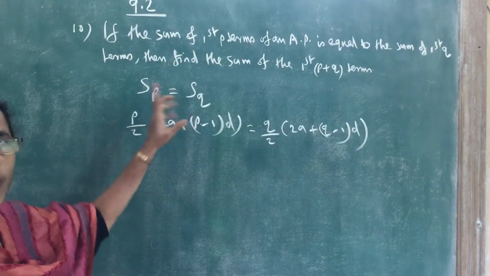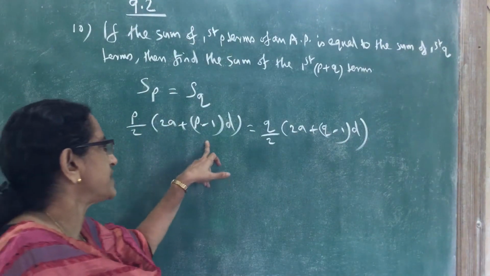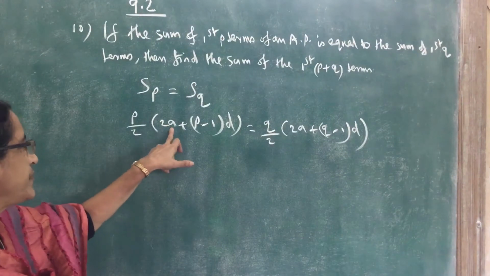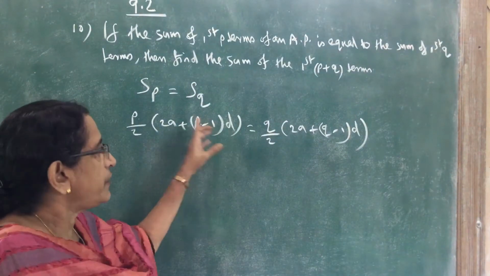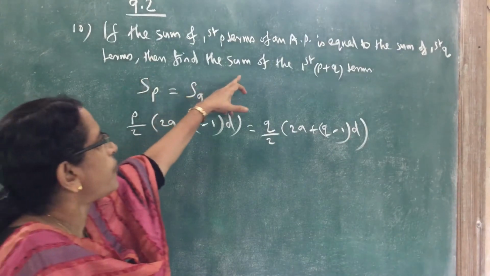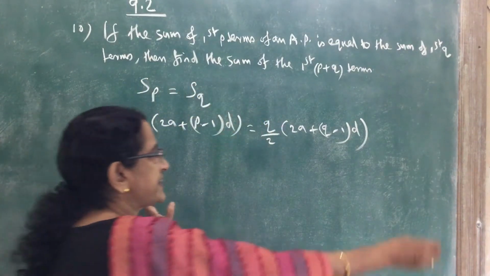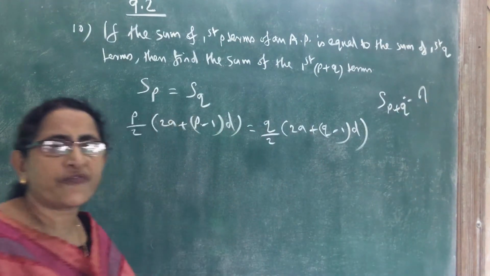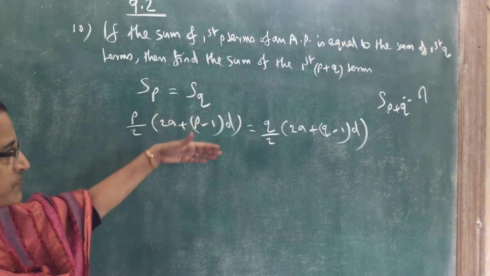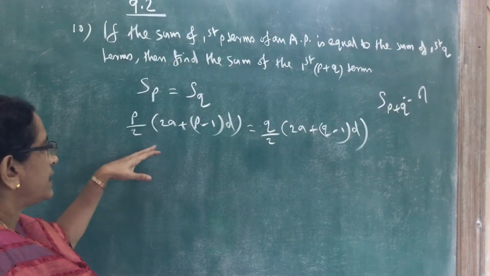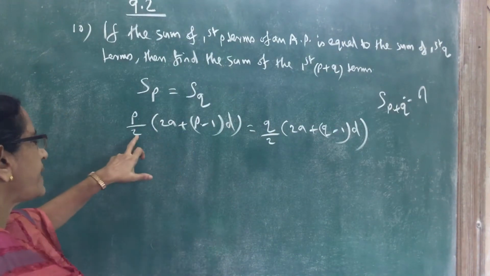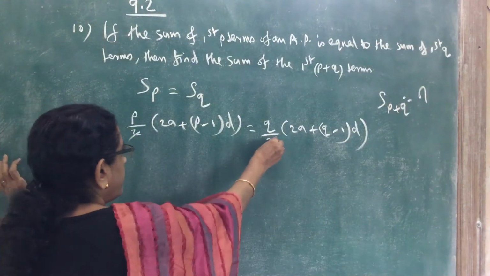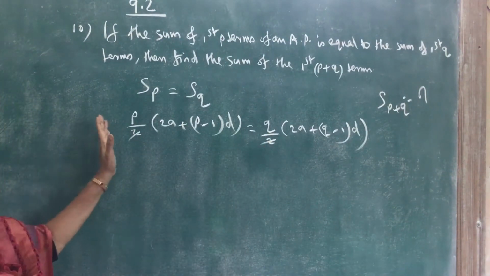Given that S_p equals S_q, the sum of first p terms equals the sum of first q terms, here first term is a, common difference d. Then we can simplify, and we want to find the sum of first p plus q terms, that is S_(p+q). So from this we can simplify. On both sides, outside the bracket, we have 1 by 2, so that 1 by 2 we can cancel from both sides. Now we can multiply inside.